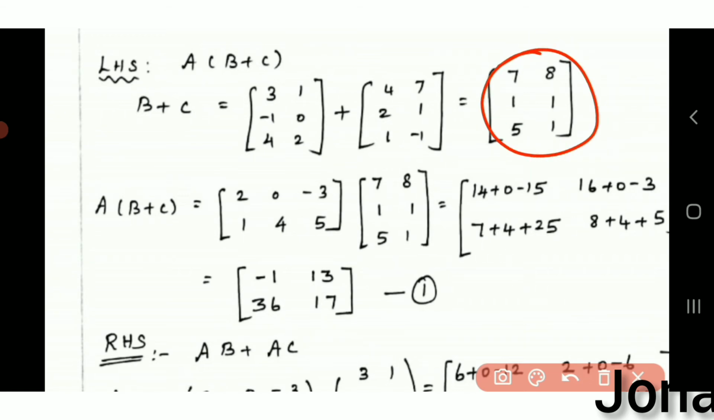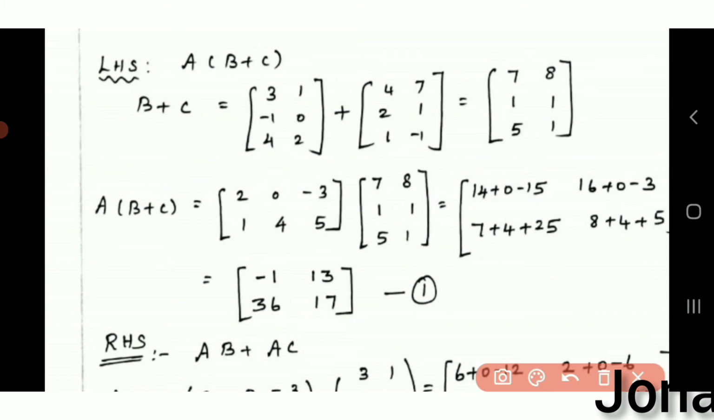Then we want to find A into B plus C. So, matrix A is here and B plus C is here. So, again we want to multiply the thing by using the matrix multiplication. First row, first column. So, 2 into 7, 14. 0 into 1, minus 3 into 5. And then first row, second column. It's nothing but 16 plus 0 minus 3.